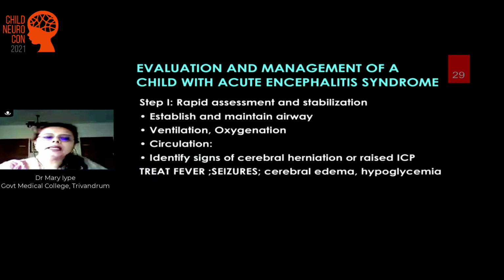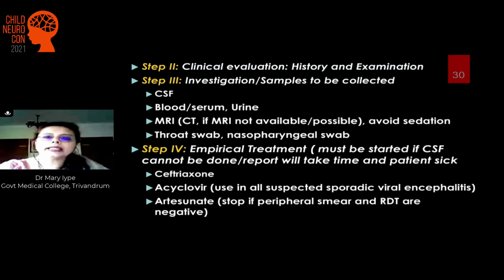Step two is a clinical evaluation, get the history and the examination, trying to find out the etiology. The investigation, the samples to be collected are CSF, blood, urine, MRI, CT if MRI is not available or possible. Avoid sedation because we push the child into deeper coma. Throat swab and nasopharyngeal swab and stool specimens are also to be collected. The empirical treatment should be started simultaneously.